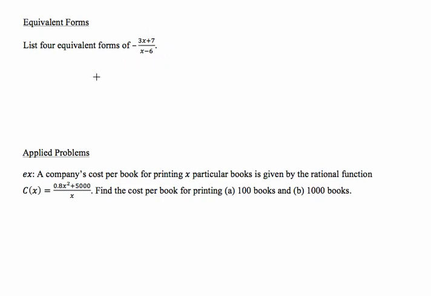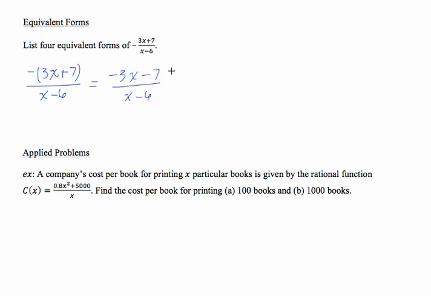There's 4 other ways to write it, and they all have to do with moving negative signs around. Okay, one way is you could put this negative in the numerator. So you could have the negative of 3x plus 7 divided by x minus 6. Or you could distribute out that negative, and so you'd have negative 3x minus 7 over x minus 6.